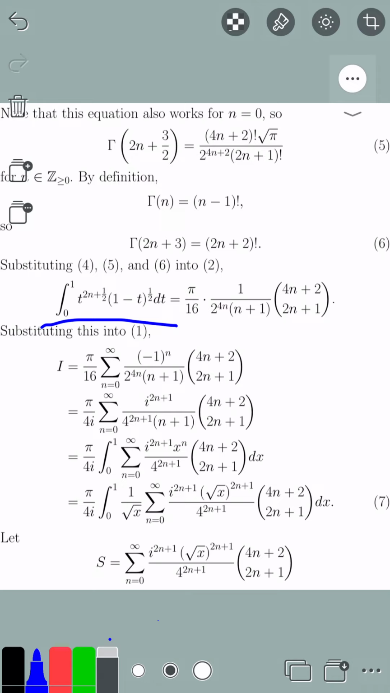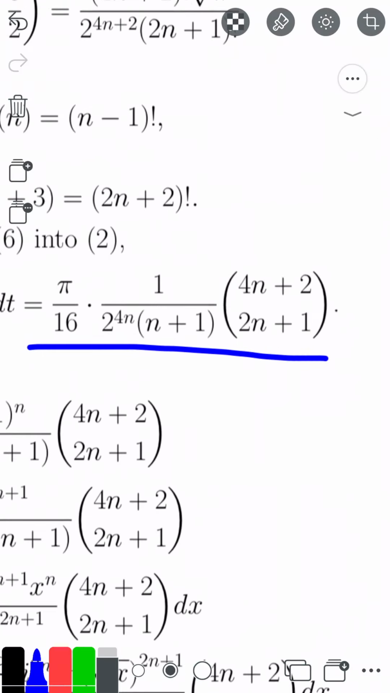3 gamma expressions, then we get this integral, the integral from 0 to 1 of t to the power of 2n plus 1 half times 1 minus t to the power of 1 half dt. After putting all those 3 gamma expressions into the previous result that we got for this integral, and simplifying a little bit algebraically, then we get this integral is equal to pi over 16 times 1 over 2 to the power of 4n times n plus 1 times 4n plus 2 choose 2n plus 1.